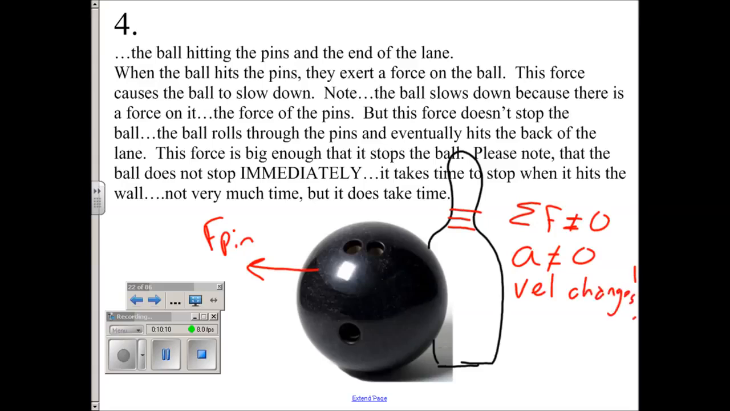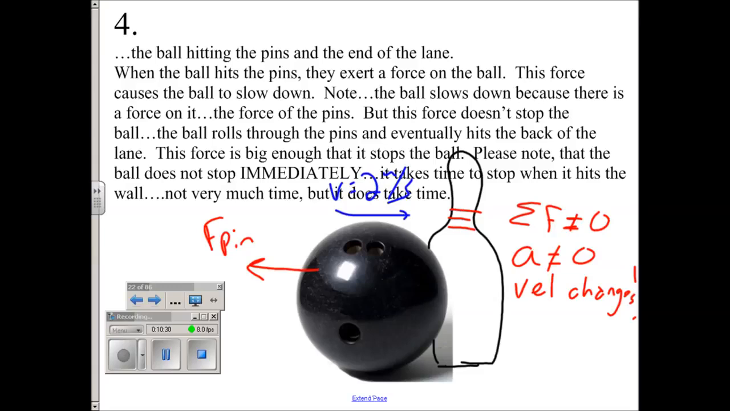That's going to slow the ball down, right? That's probably not enough force to completely stop the ball. And so the ball will keep moving until it hits the wall, which will then exert enough force to stop the ball. Okay? I probably should have put in my velocity. What was the velocity? 2 meters a second, right? Cool.